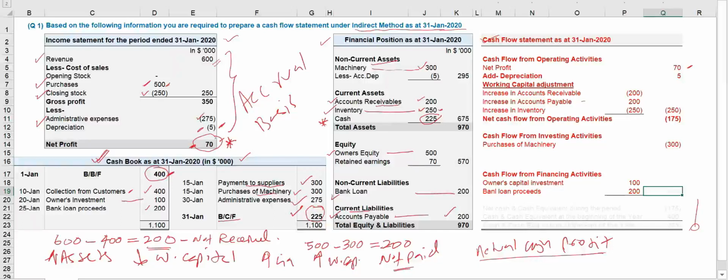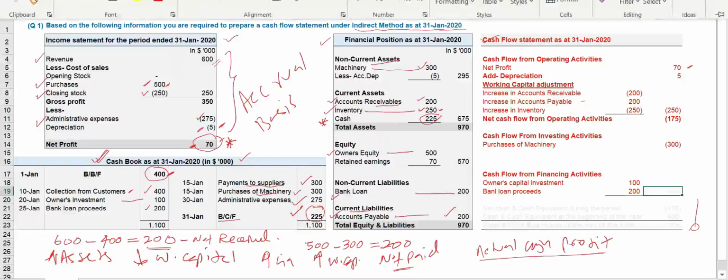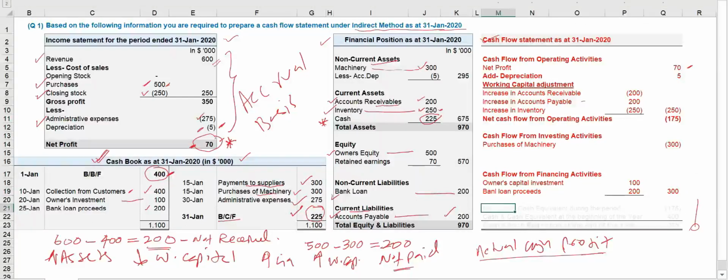Now we have taken into account all the cash flow items under operating activities, investing activities, and cash flow from financing activities. Now let's take the net cash flow from these three activities. As you can see, the net cash flow from operating activities is 175,000 negative. It's a cash outflow. Then the cash flow from investing activity is also negative 300,000. It's a cash outflow. However, the cash flow from financing activity has a positive cash flow.